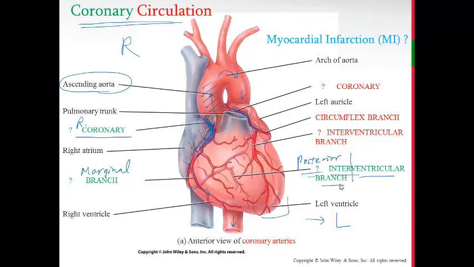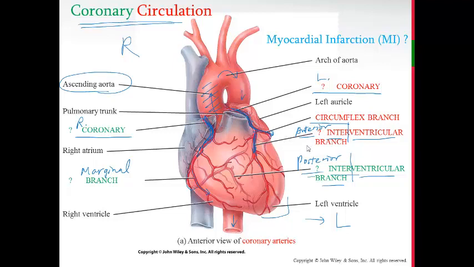posterior interventricular branch. Alright, now let's take a look at the left coronary, because the other one that branches off is your left coronary artery. And now it also branches into two. The circumflex branch is going to go towards the back. The one in the front is going to go also in between the two ventricles, so we call it the anterior interventricular branch. Okay, so hopefully you will understand how it branches off, as well as the naming of some of these blood vessels.